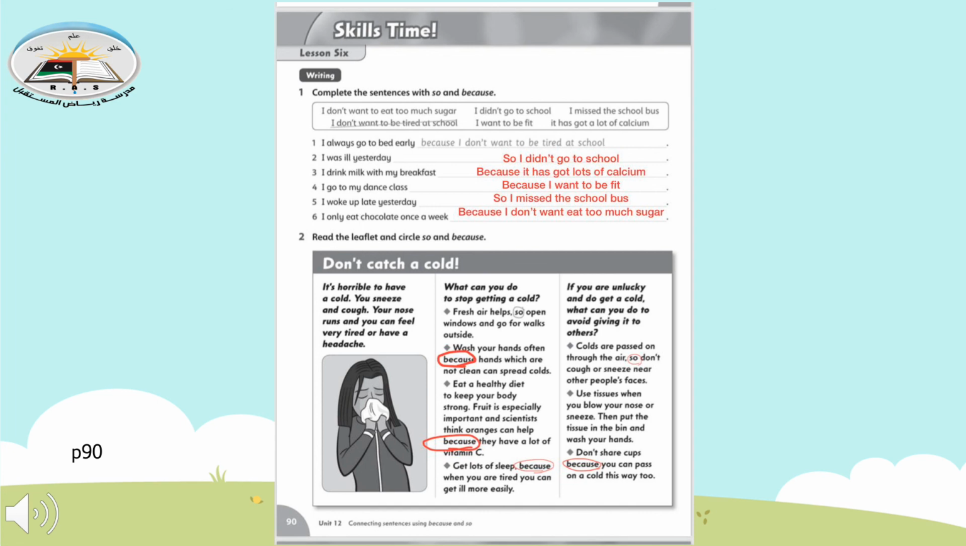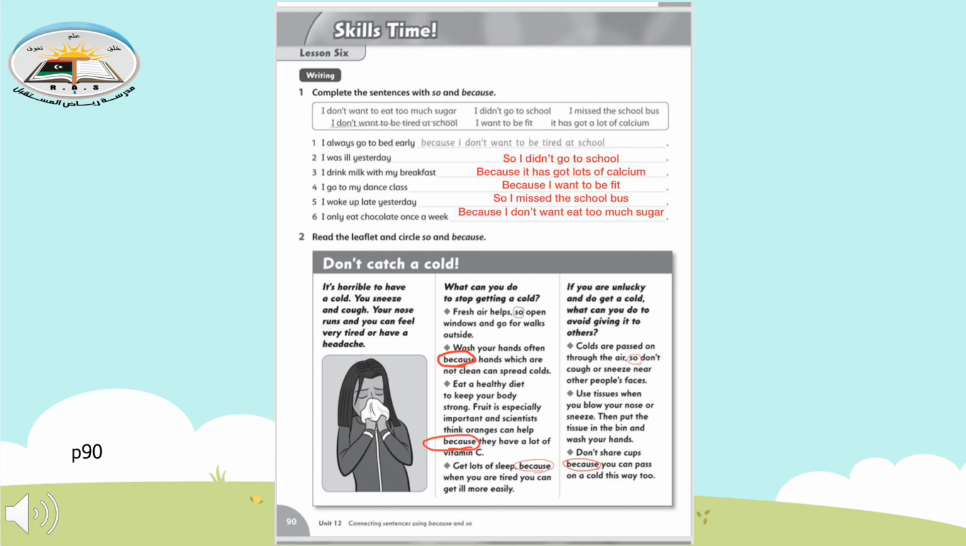So this is our text. What do we need to do with this text? We need to take out so and because. So in the first paragraph, look for so or because. Can you see any so and because in the first paragraph? Above the picture? No, in the first paragraph we don't have so nor because. The second paragraph, what can you do to stop getting a cold? Under this paragraph, can you see so or because?